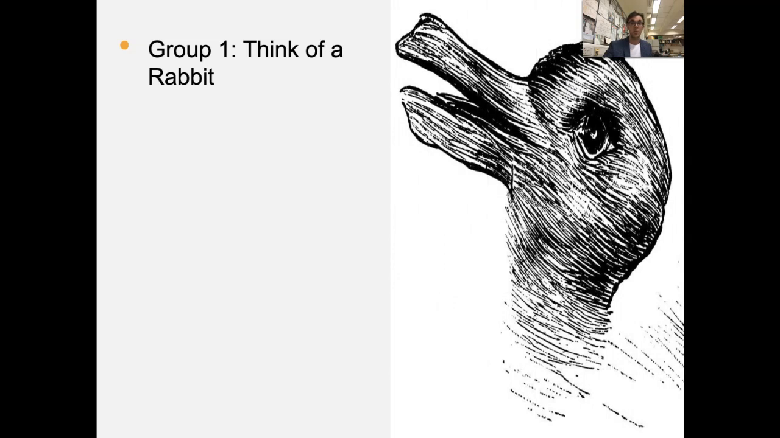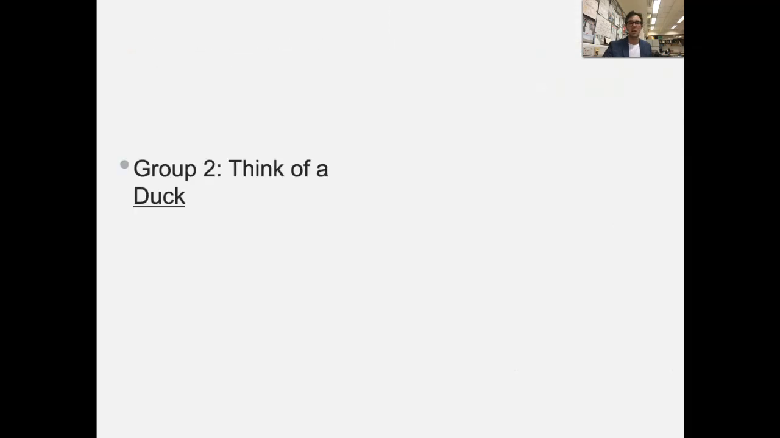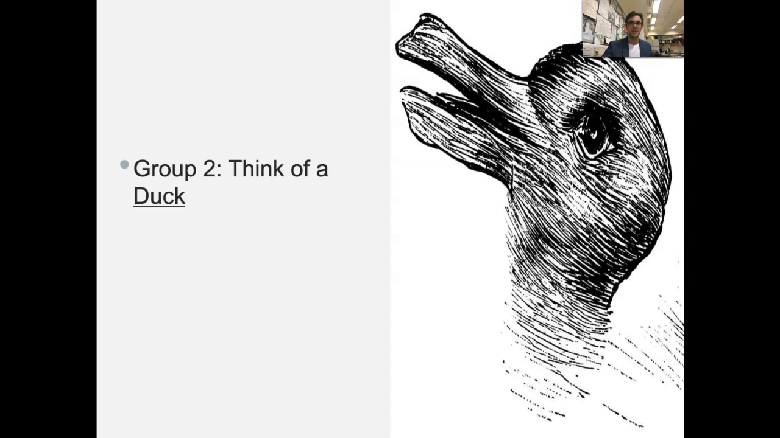Okay, look at that image. What do you see? You see a rabbit. Okay. Now, if I tell you to look at this a second time, think of a duck. What do you see now?